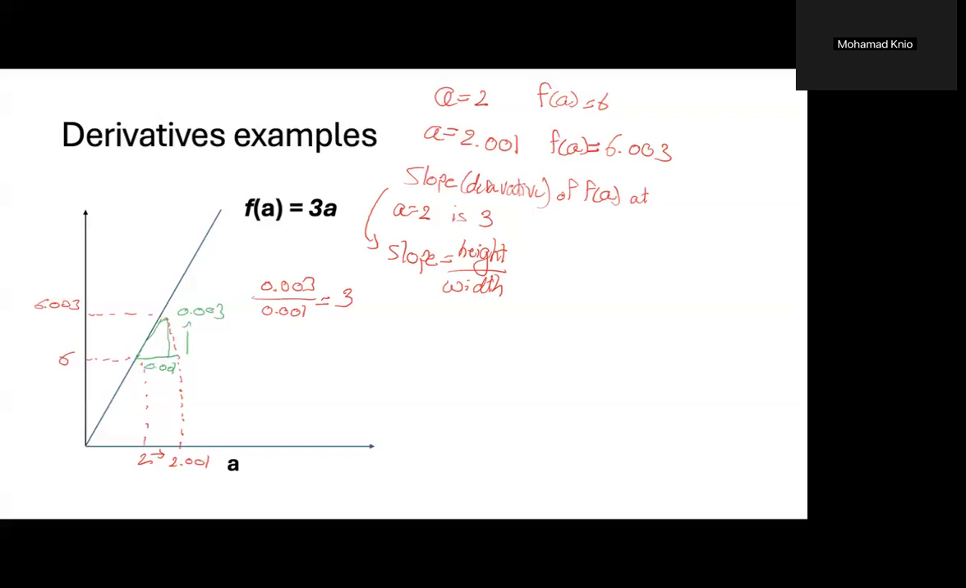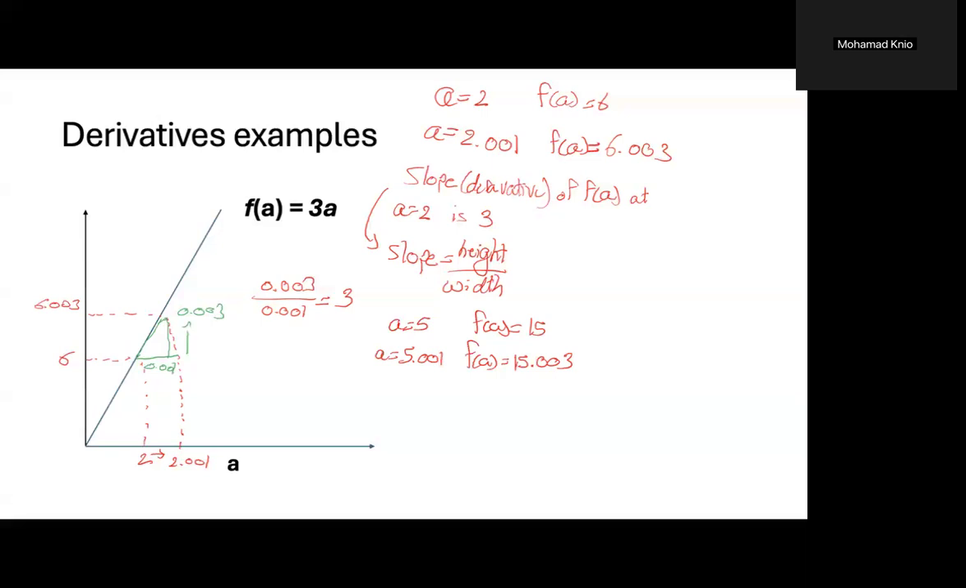So the slope is the derivative. Now let's take a different example. Let's say a is equal to 5, that would mean f of a would be 15. And if we nudge a by 0.001, then f of a goes up by 0.003. And so the slope again, no matter what point it is, is going to be 3. The way we write this is that the slope of function f is equal to 3.